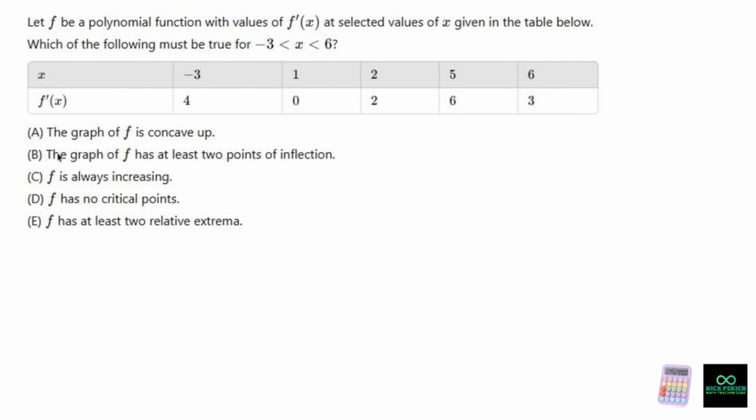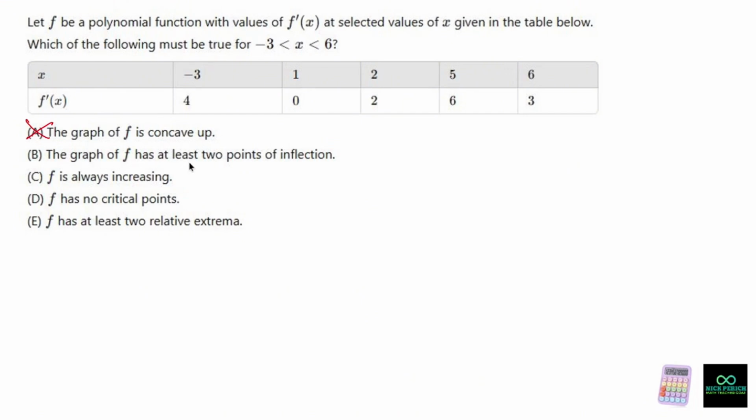Now, the first one asks if the graph of f is concave up. If you might remember from AP Pre-Calculus, concavity has to do with the increase or decrease of its rate of change. I'm going from 4 to 0 to 2 to 6 to 3. Something is going to be concave up if the rate of change is increasing, and my rate of change is not increasing. In fact, I start out by decreasing. So since my rate of change is not increasing, this is not concave up.